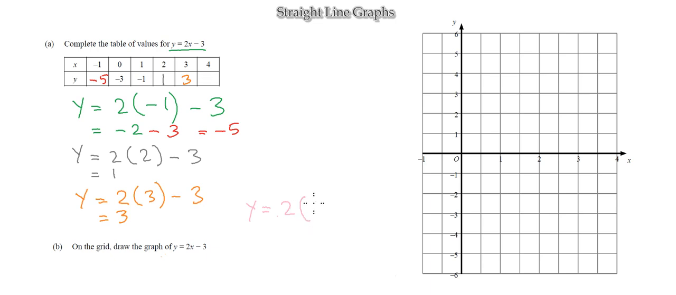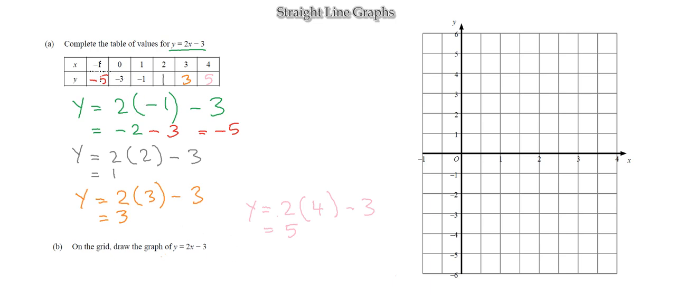The last value of x is 4. 2 times 4 is 8. Take away 3, that's 5. So my x is 4, my y is 5. So again, very straightforward. Now, moving on to the next part. On the grid, draw the graph for y equals 2x minus 3. We found out our equation. See, so here they haven't specified from which x value to which x value.